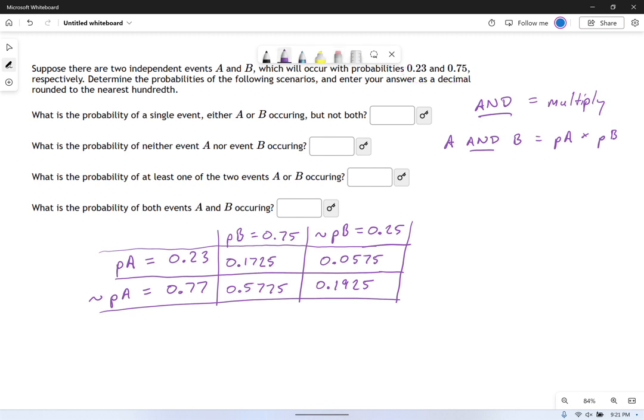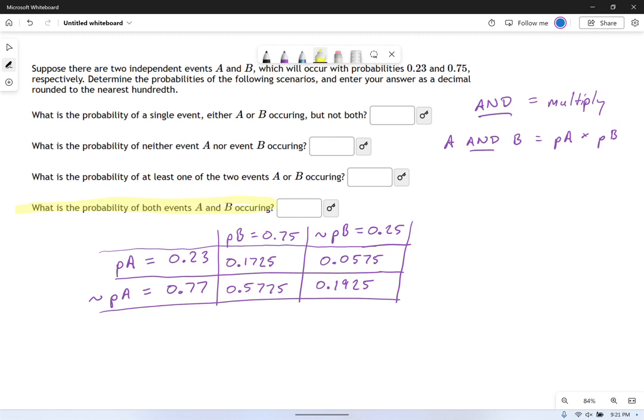So what's in here is each of these multiplied together. 0.23 times 0.75, for example, is 0.1725. 0.77 times 0.25 is 0.1925. So check your table, make sure you've got that all squared away, and let's start talking about the answers to some of these questions. My fourth question is probably the easiest one.